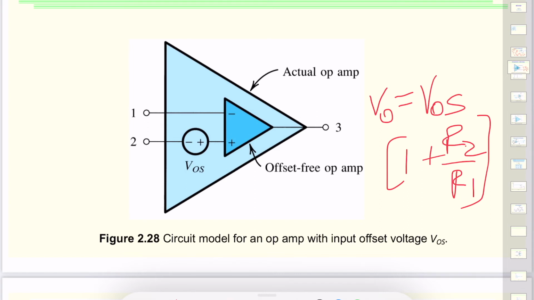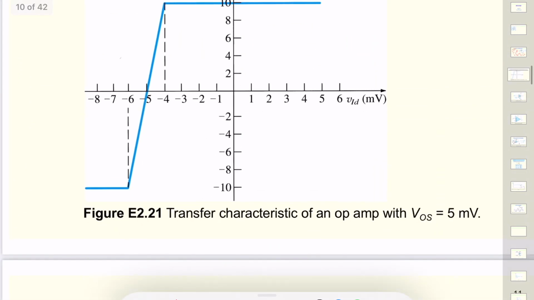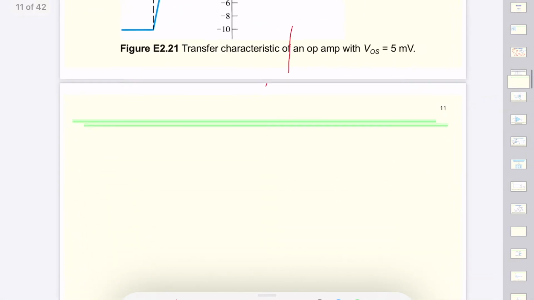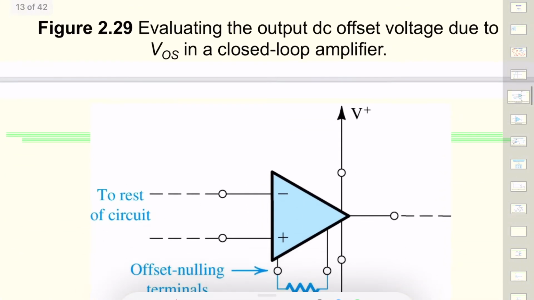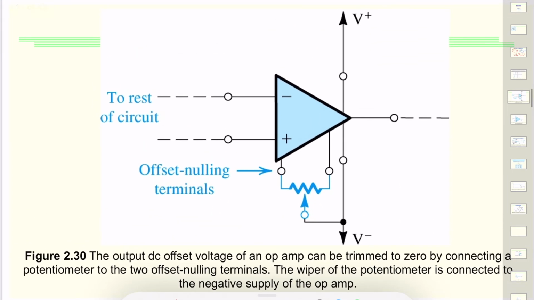Some op-amps have two additional terminals where we can connect an outside circuit to trim to zero the output DC voltage caused by the offset. There are different ways this is done. Here are a couple of examples that are shown, which are some ways to take care of that offset voltage.